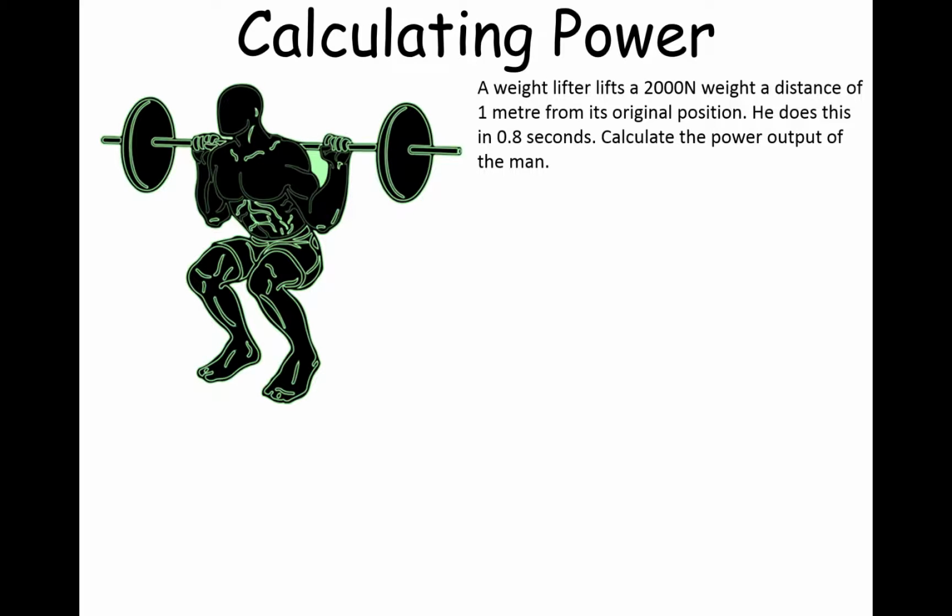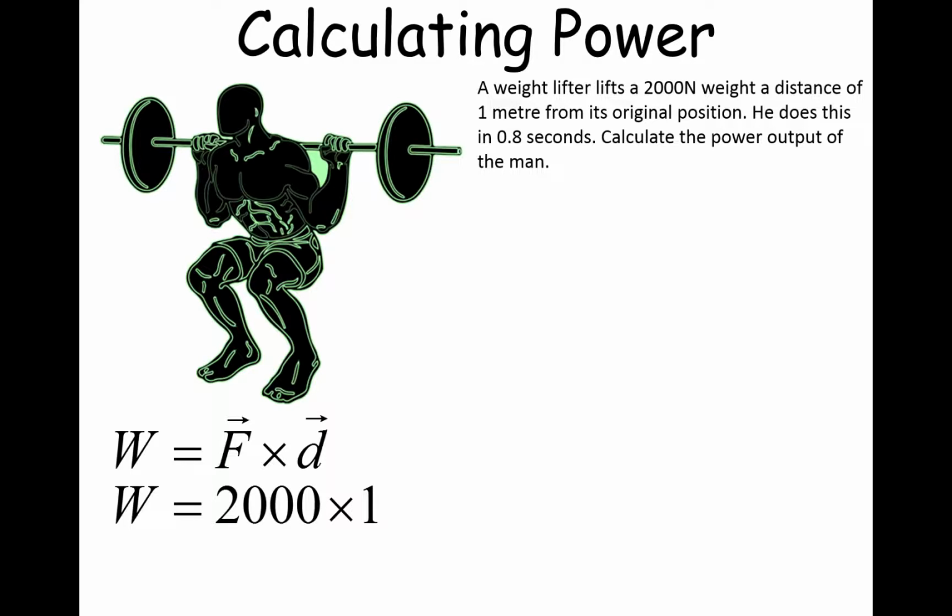Finally, a weightlifter lifts a 2000 newton weight a distance of 1 meter from its original position. He does this in 0.8 seconds. Calculate the power output of the man. Now in this case, we haven't been given an energy. We've been given a weight and a distance, or a force and a distance. And so we should remember that work done equals force times distance.